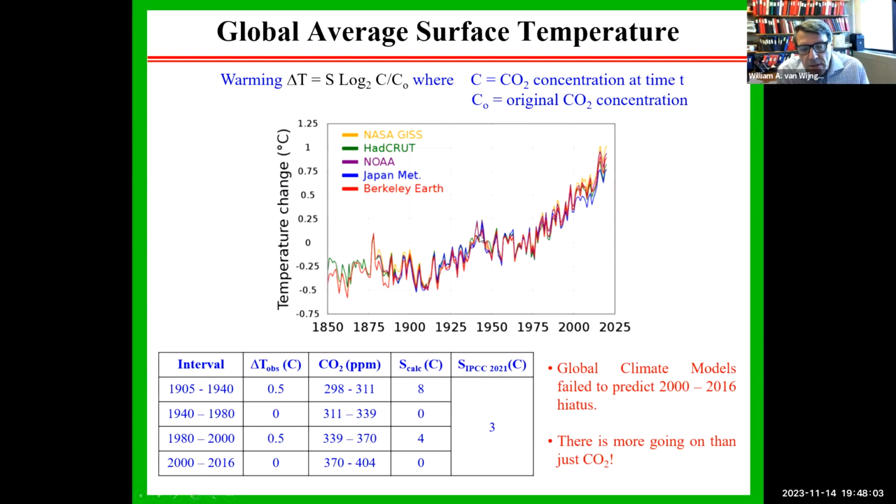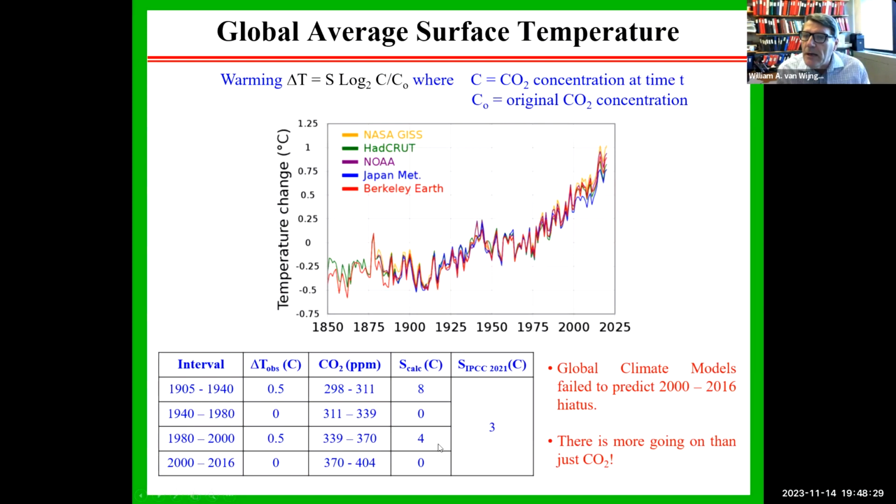Now, what happened after 1940? From 1940 to about 1980, the temperature declined, maybe leveled off. CO2 went up from 311 to 339 parts per million, climate sensitivity 0. Then from 1980 to 2000, it went up by about half a degree. CO2 went from 339 to 370, so that corresponds to a climate sensitivity of 4.